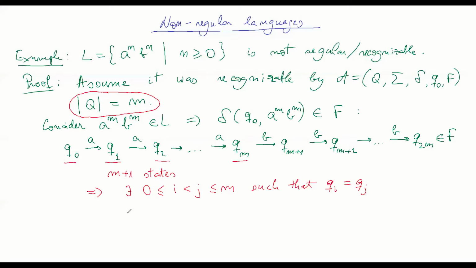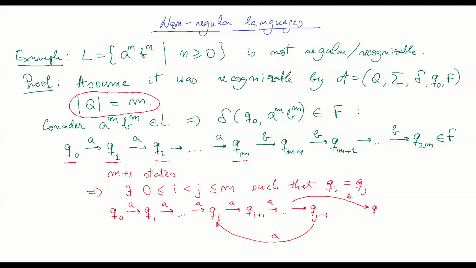And so the way this computation looks now is like this. You start from Q0 and you read some A's, and you go all the way to Qi. Then you continue reading, and you go to Qi plus 1, and so on, and all of a sudden you get to Qj minus 1, and this brings you to Qj, which is exactly the same as Qi. As you cycle through, at some point you get to this Qm, which is one of the states here. That then continues the computation to Qm plus 1 and the rest of these going to Q2m.